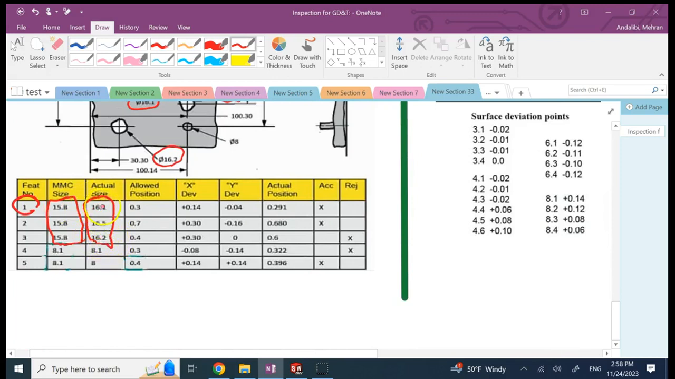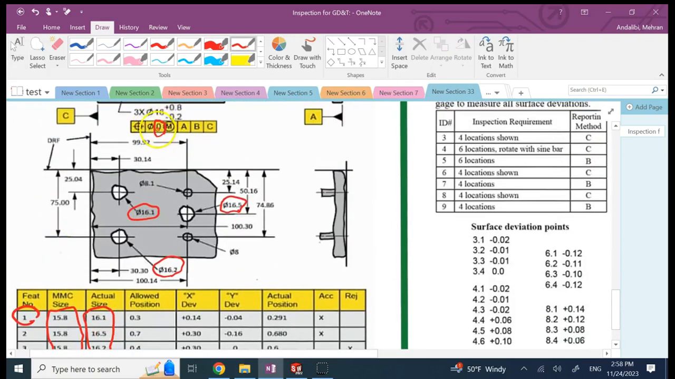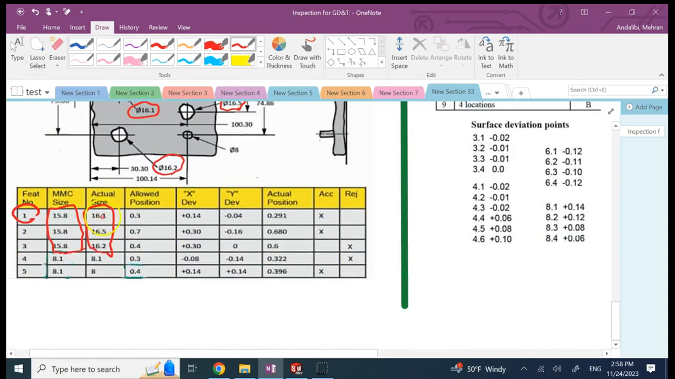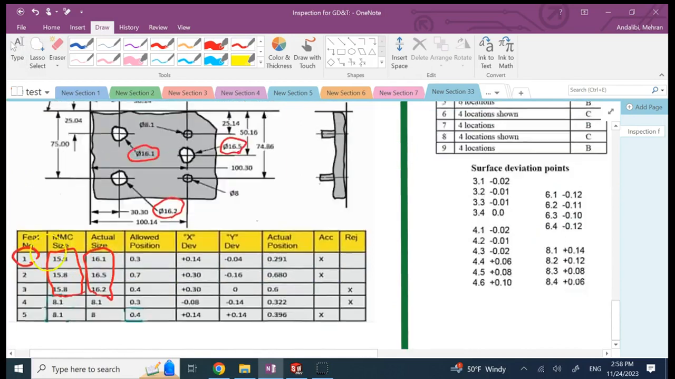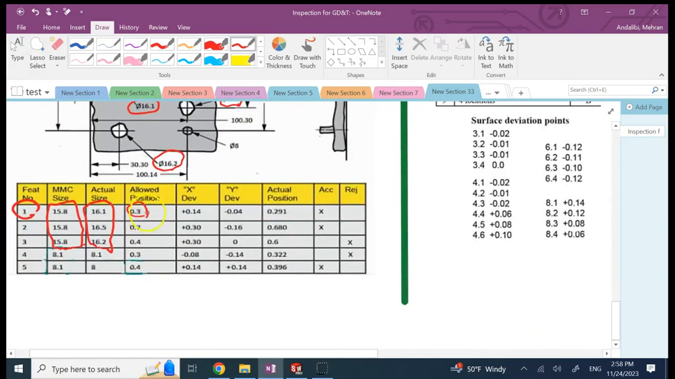And then the difference between these dimensions and the MMC will be added to the allowed tolerance, which is 0. So here 16.1 minus 15.8, that's 0.3. Add 0.3 to that 0, it's going to be the same 0.3. 16.5 minus 15.8, that's 0.7. Again, plus 0, that's the same 0.7. 16.2 minus 15.8, that's 0.4, plus 0 is what? 0.4. So these 3 numbers are coming from what? Those bonus tolerances. So this is the amount of allowed position deviations. This is the most I can be off for the center of these 3 holes: 0.3, 0.7, and 0.4.